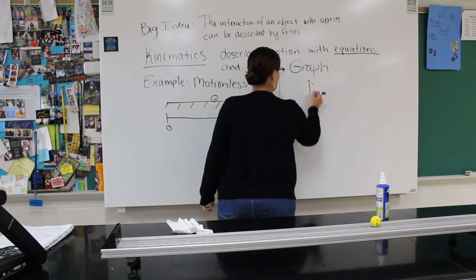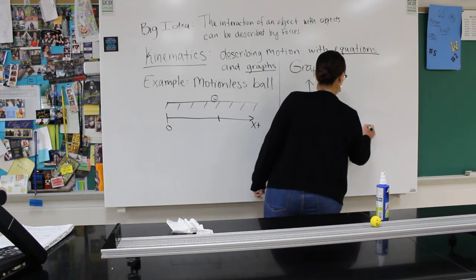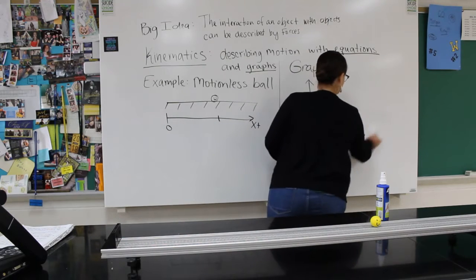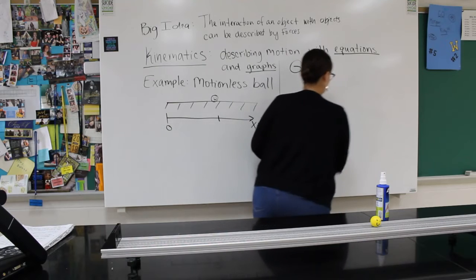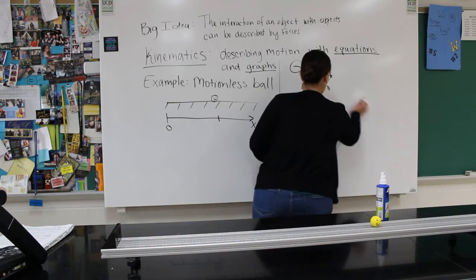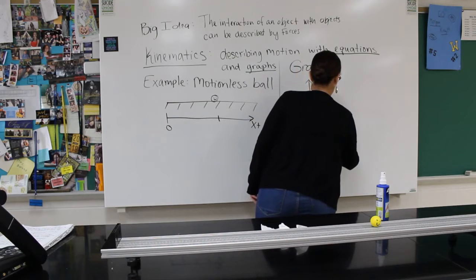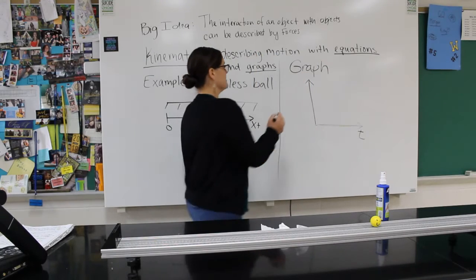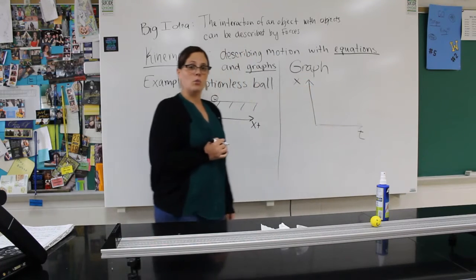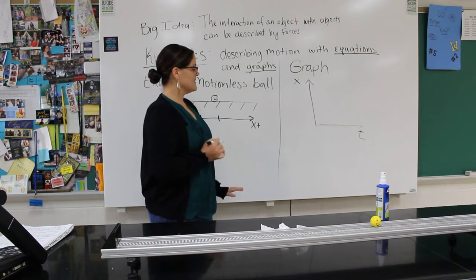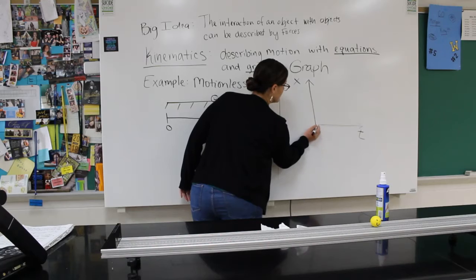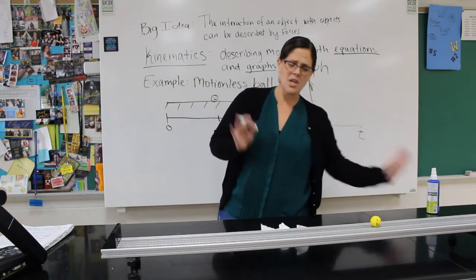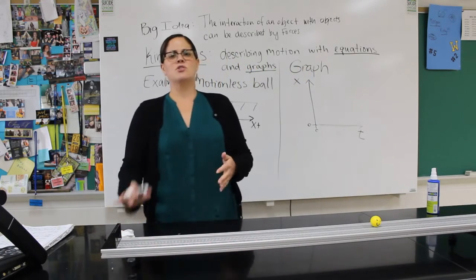Okay, so let's try that again. This is going to be time on the x-axis and position on the y. So if I take a look, I can assign this as time 0 and this as position 0 for our purposes right now. So how do I plot Janice, the motionless ball?